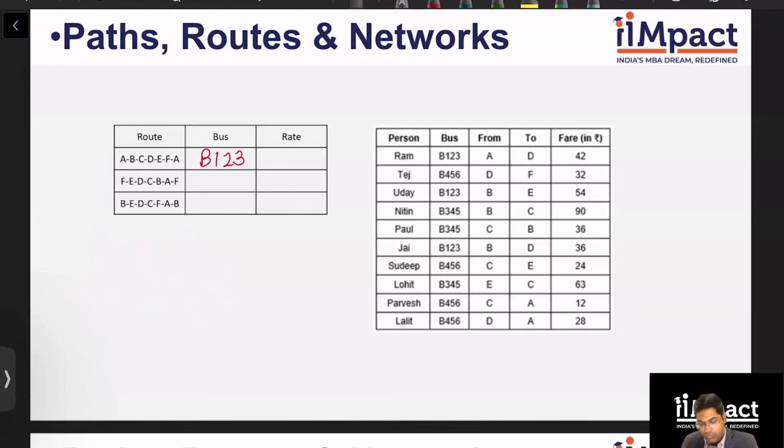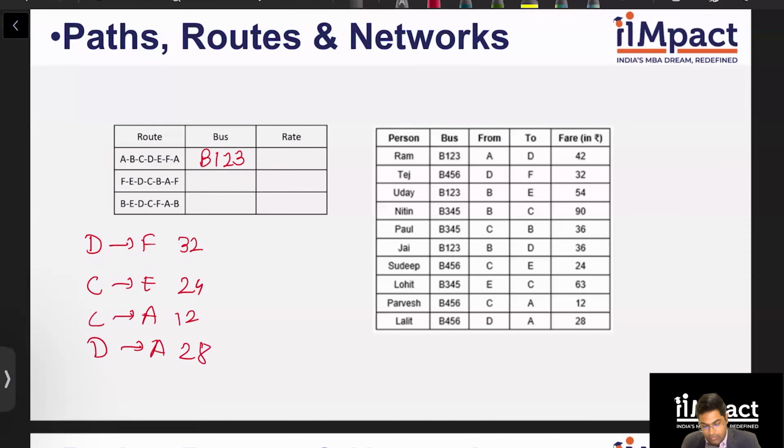Let's look at B456. So for B456, I can see D to F is 32, C to E is 24, C to A is 12, and D to A is 28. So clearly with C to A and C to E, A has to be closer to C than E, right? But I see that is the case in both the routes. So that is not the way to go.